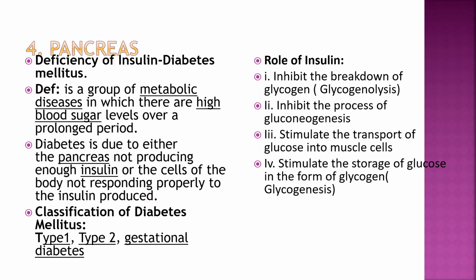Now we will see the role of insulin. Insulin usually balances the blood sugar level in the body. It inhibits the breakdown of glycogen, that is glycogenolysis. It inhibits gluconeogenesis, that is production of glucose from non-carbohydrate sources like fats and proteins. It stimulates the transport of glucose into muscle cells. Then it stimulates the storage of glucose in the form of glycogen, that is glycogenesis. In this way insulin helps to balance the blood sugar level.